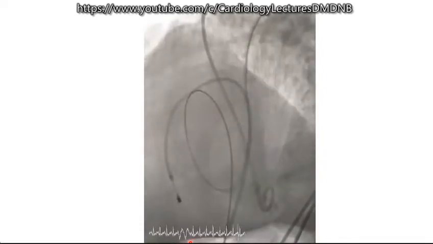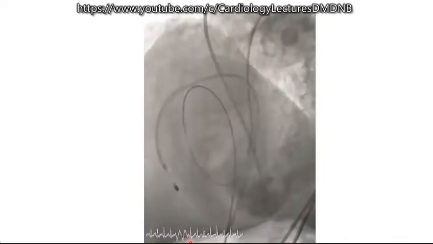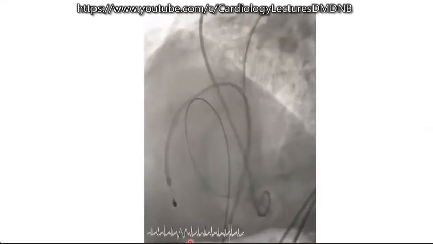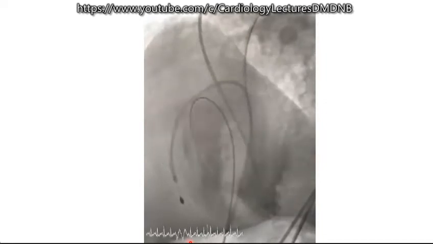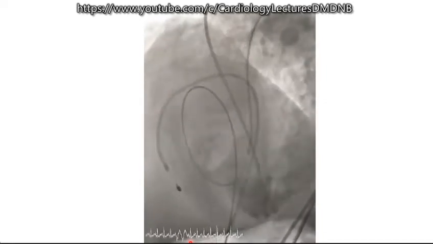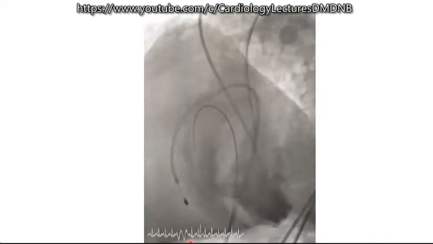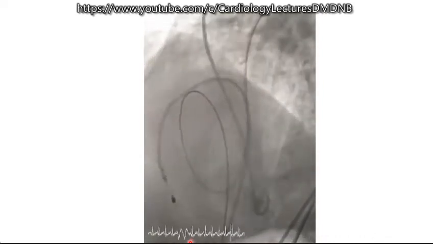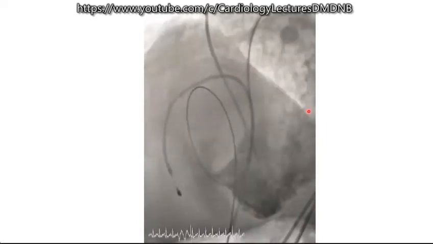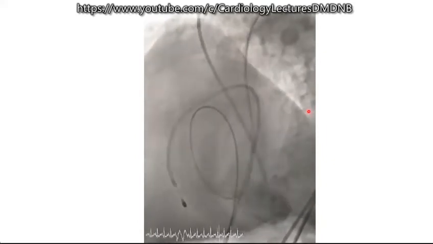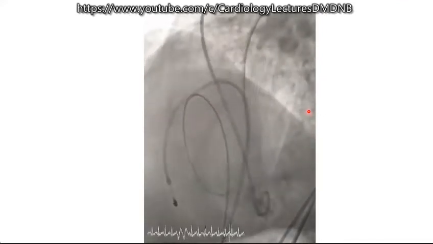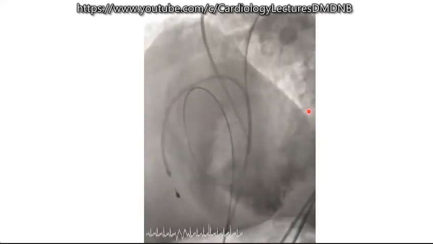So spine is posterior, no, sir? So that's why, sir, LAO. Beg your pardon? Sir, spine. Where is the spine? Here is the spine. Sir, the spine is on the right side. Yeah. When the spine is on the right side, it is an LAO view. You are right. It is an LAO view.